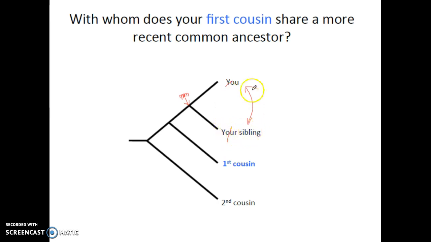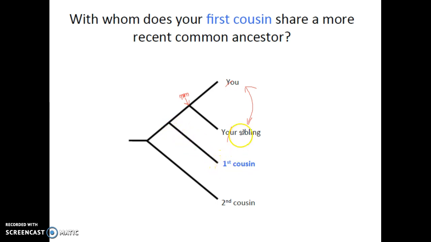If you have you right here and your sibling right here, you still share the same common ancestor, mom, right at this point of the tree. Okay, so you know that you, your sibling, and your first cousin all share a grandma. So where are you going to put grandma on this tree? You would do the same thing.